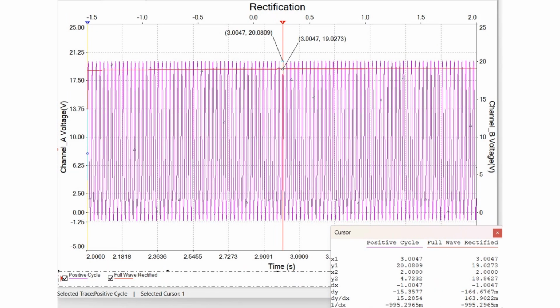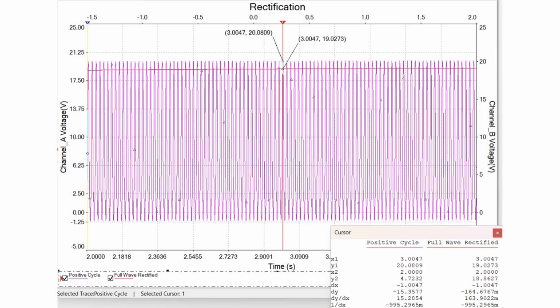This is the result of the second oscilloscope. The purple color is the waveform for the positive cycle of the input, and the red color is the waveform after the voltage has been rectified and filtered. The observation shows that the purple waveform is still a sinusoidal wave, which has not passed through the bridge rectifier yet. The red color waveform has almost reached a steady straight line, which proves that the input has been rectified and filtered by the capacitor.